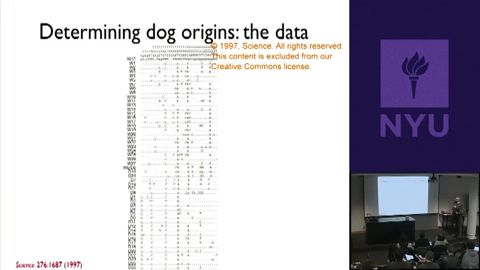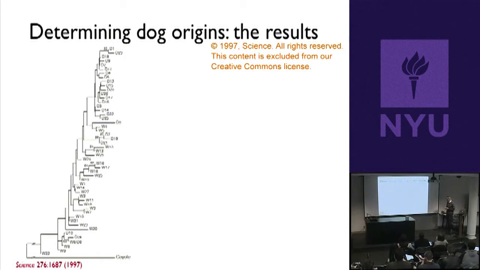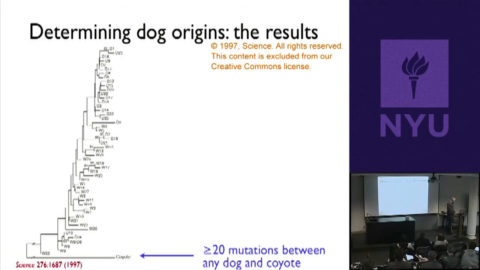Okay, so this is the paper that got this result. It's not a cartoon anymore. This is real. Okay, and the first finding, which is a really important finding, is how different all the wolves and the dogs are from coyotes. The coyote sequences are so different that if you compare any dog with the coyote, there are at least 20 different mutations that are different between them. 20 different bases are different between them.